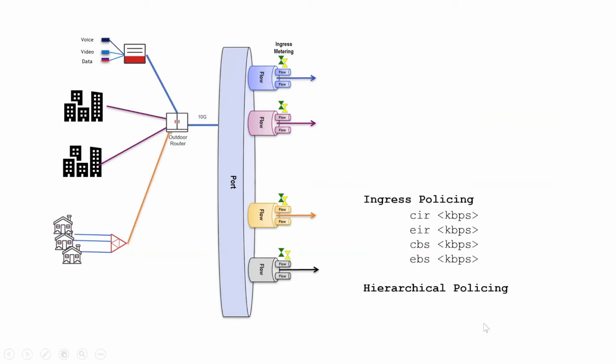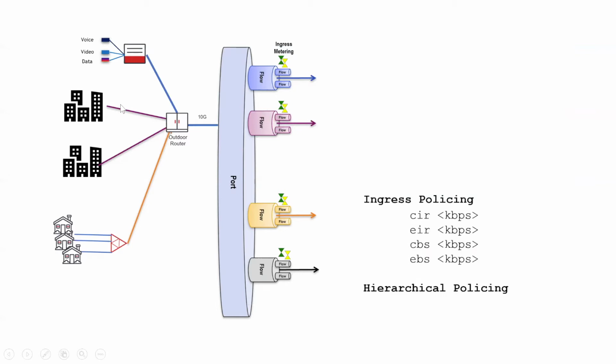We can do hierarchical policing as well. Basically, hierarchy lets you see further into the network. So here we've got a router, and the router is connected to probably a router in maybe one of these buildings. And then that router might have connections to individual offices within this building. And so hierarchy lets you look deeper and deeper into the network.